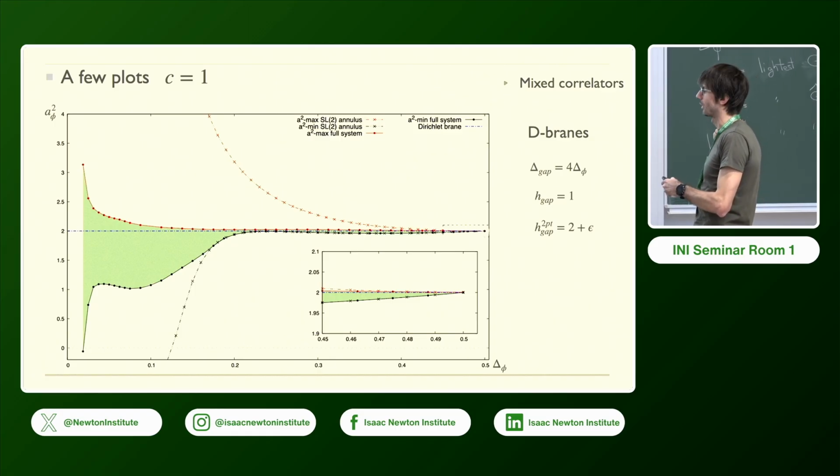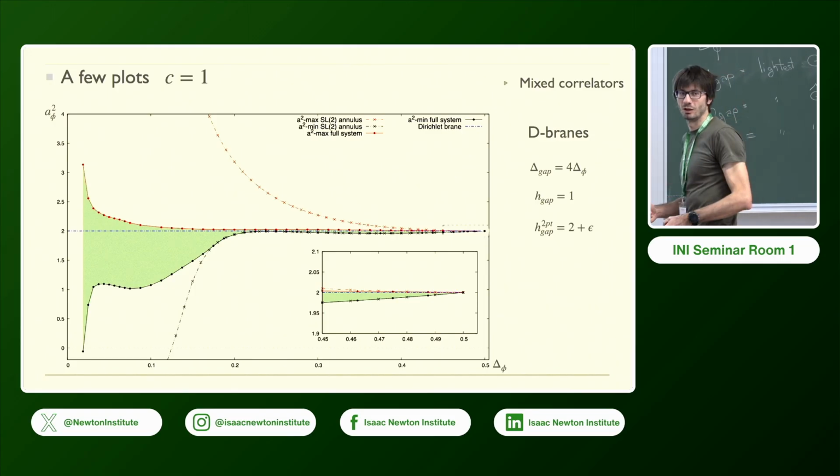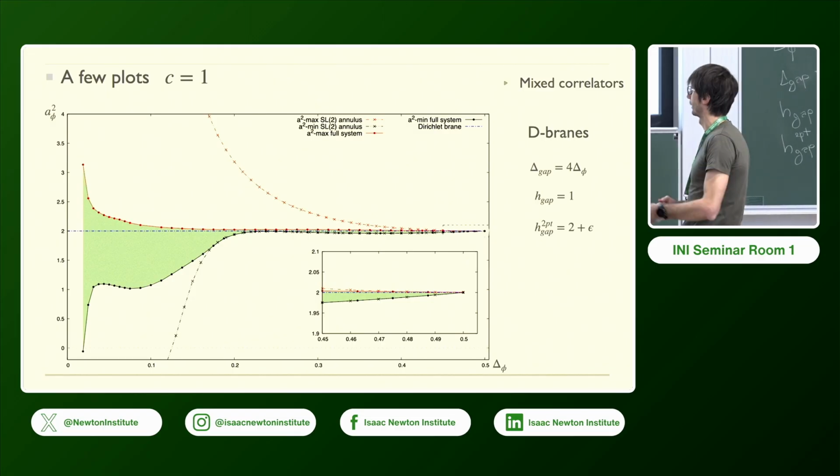So this 2 comes out because I'm setting the gap above two operators I know need to exist. One is the so-called tilt operator, which is just the boundary value of the current. The second one is the stress tensor, and then I'm going to be agnostic about what's above that.